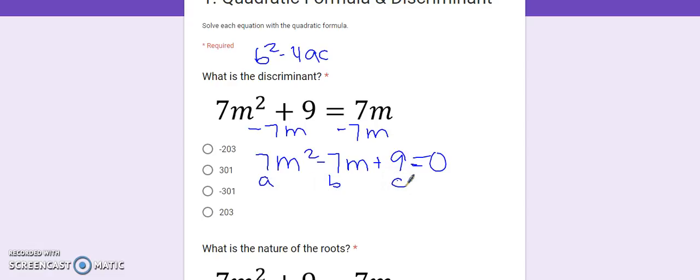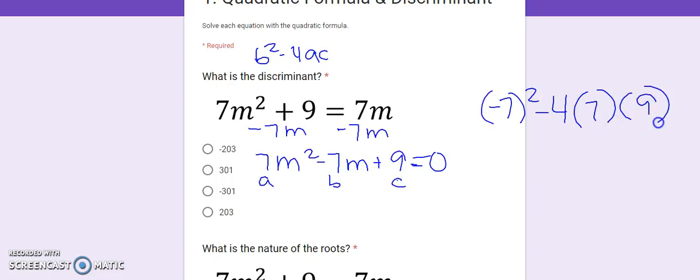So now we just plug it into this formula. B is -7, so I would do -7 squared. Next is minus 4 times A, which is 7, times C, which is 9. Okay, now we just got to work it out. So -7 squared, that's 49. And then 4 times 7 times 9. In your calculator, it'll tell you it's 252.